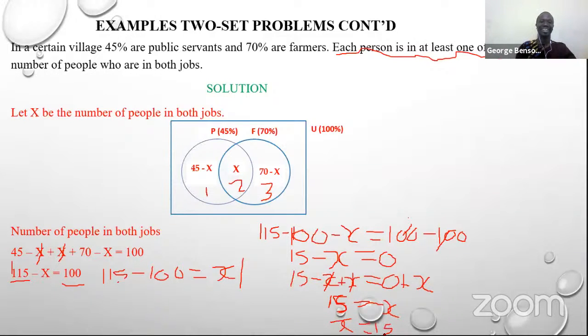That's how you see that x is equal to 15 on your screen right now. Don't forget that the question was given in percentage. So essentially this 15 is 15%. We therefore conclude that 15% of the people are in both jobs.